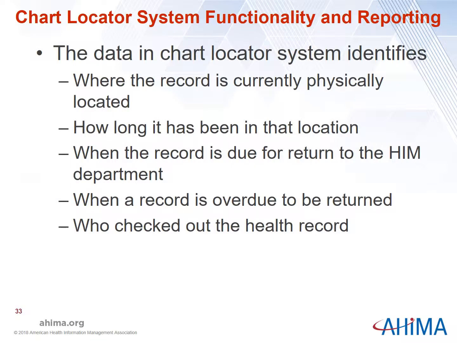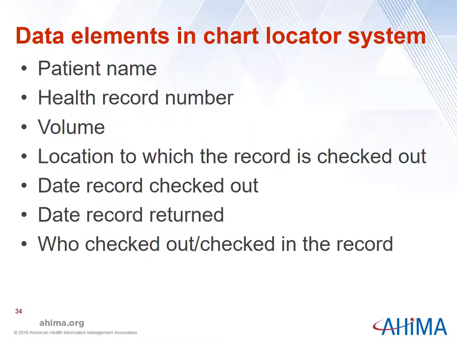Data in the chart locator system identifies where the record is currently physically located, how long it has been in that location, when the record is due for return to the HIM department, when a record is overdue to be returned, and who checked out the health record. Common data elements in the chart locator system are patient name, health record number, volume, location to which the record is checked out, date record checked out, date record returned, who checked out or checked in the record.